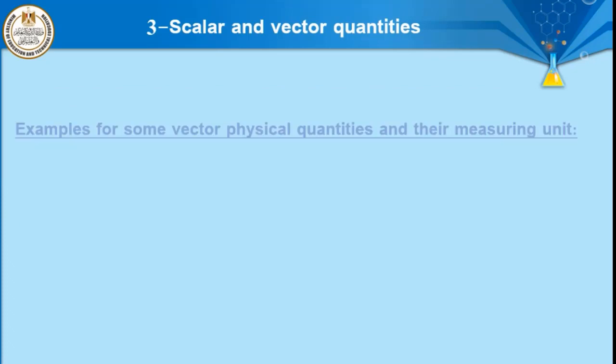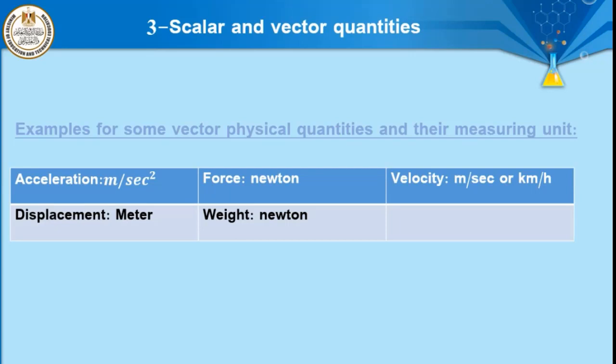Examples for some vector physical quantities and their measuring unit. Vector physical quantities can be defined by their magnitude, yes, and have direction. For example, as we talk about acceleration due to gravity, its direction is towards the center of the Earth. So it has magnitude and direction, and its type is vector physical quantity. Its measuring unit is meter per second squared. Force can be measured by Newton. Does force have direction? Yes, it has direction. So it is a vector physical quantity.